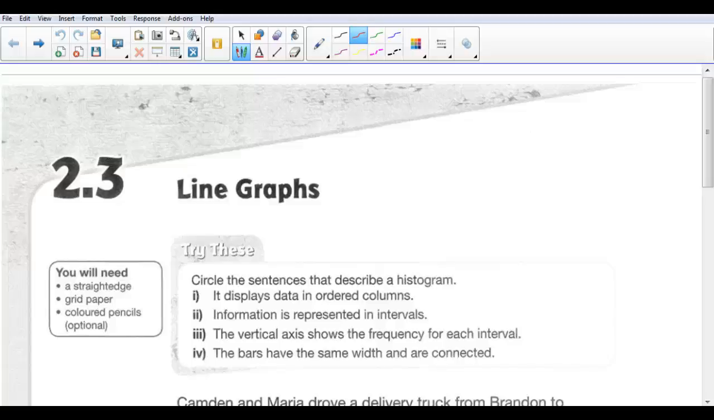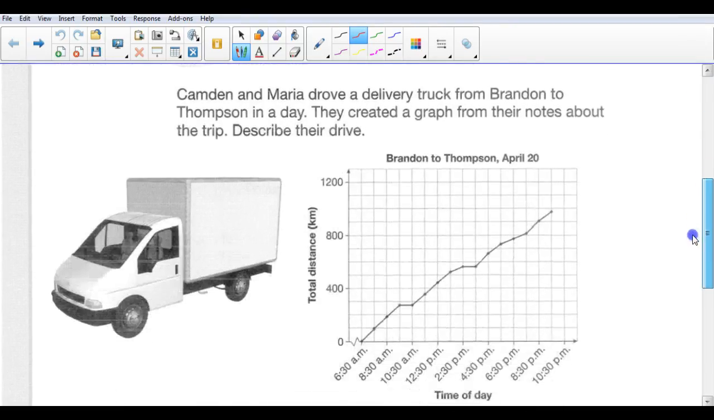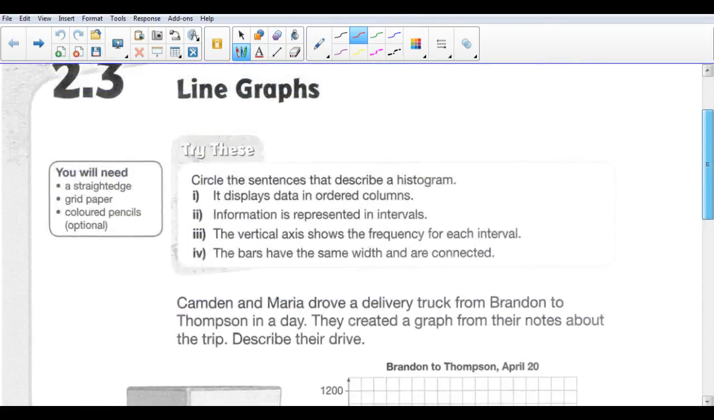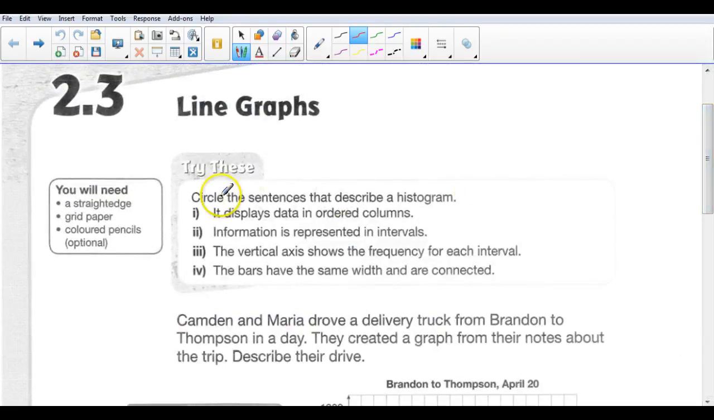Okay, this is 2.3. We're going to be talking about line graphs, and as the name suggests, they're basically graphs that have a line on them, like this. It's just a matter of knowing how to interpret them, how to interpret the information, learning a few key terms, and then you can draw them.